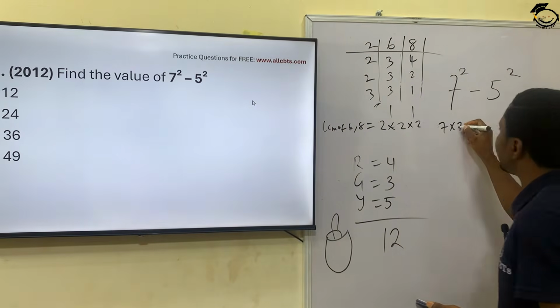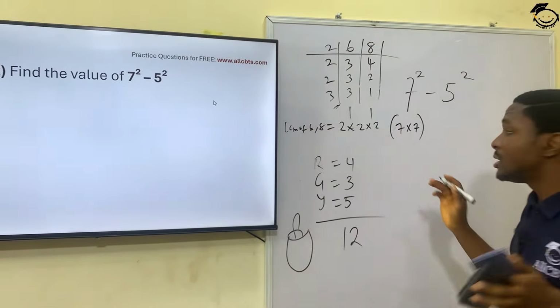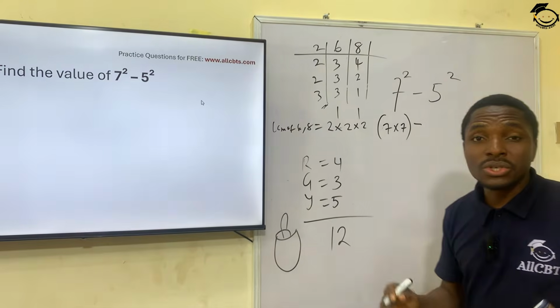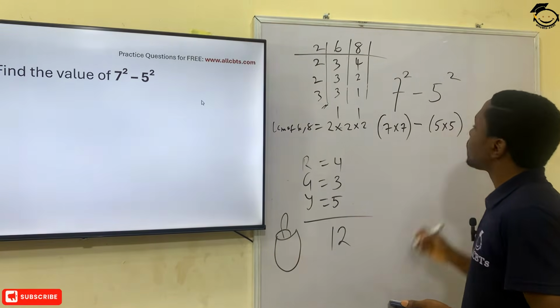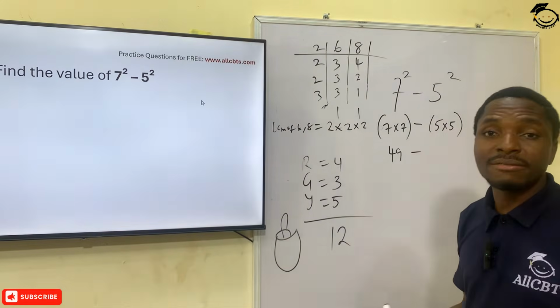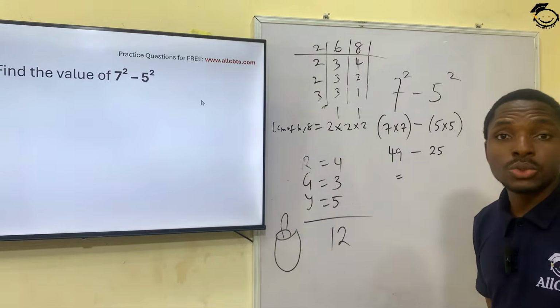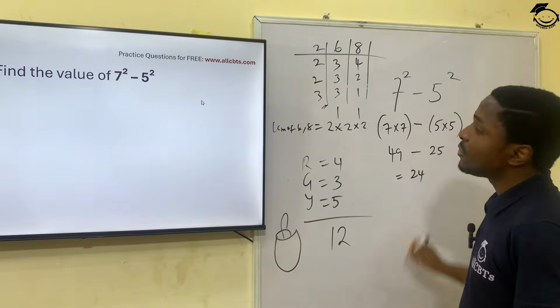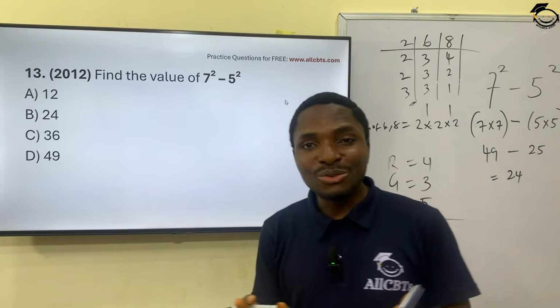So this one is just 7 times 7. You can put it in brackets so that you can differentiate it from this minus. Minus this 5 raised to power 2, which just simply means 5 times 5. So 7 times 7, 49, minus 5 times 5, 25. So by the time you subtract it, what will you have? 24. So our option is what? Option B.